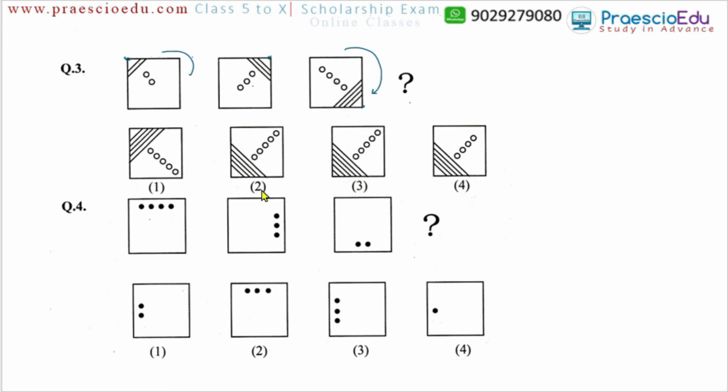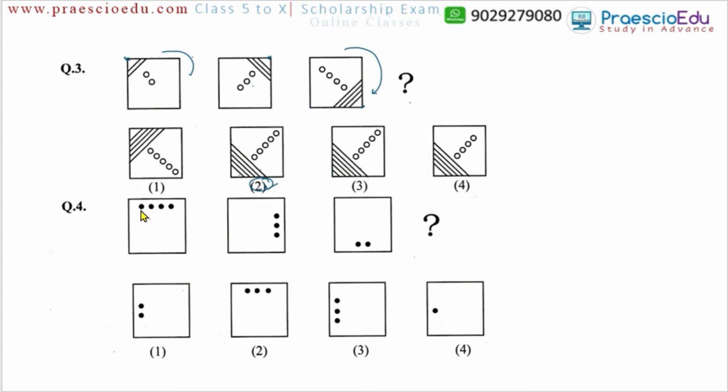And option 2 also, but the lines here are 4, so 5 lines will be at the question mark. So 5 lines means 1, 2, 3, 4 and 5. So option number 2 is correct. Let's see option number 3, there are 1, 2, 3, 4, 5, 6 lines there, but we require 5 lines. So option number 2 is perfect, or we can say correct, for the series or sequence.